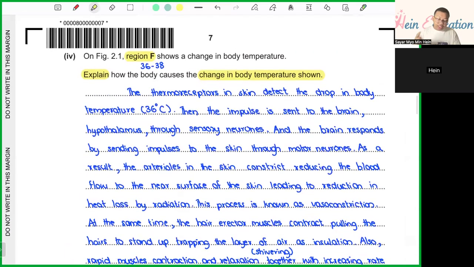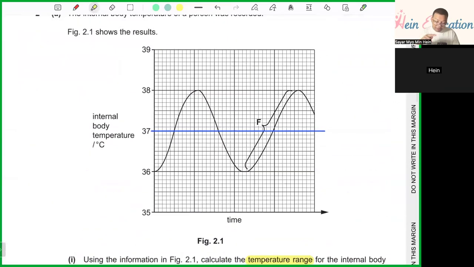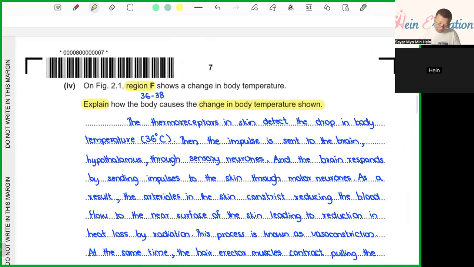And then region F shows a change in body temperature. So be careful, region F shows a change in body temperature. When we look back at the graph, region F is showing the increase in body temperature. So basically, the body detects that body temperature is below 37 and it starts to increase, right? We need to remember, we cannot just answer anything out of our mind. So it's showing the stage of increasing temperature, so we have to talk about the mechanism to increase our body temperature.